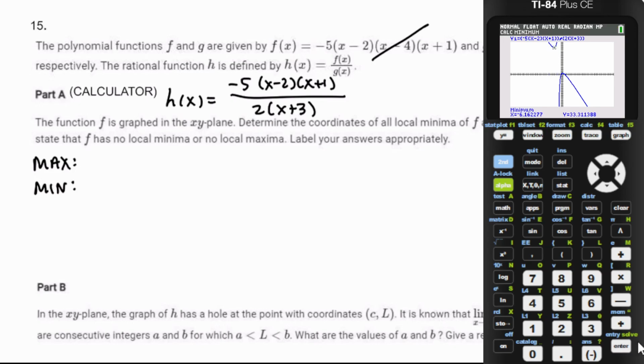And then it's going to find me the x-coordinate of the local minimum. Oh, and it wants the x and y coordinates. Okay, that's interesting. It's different from calculus. Negative 6.162. Always 3 decimals here. And 33.311. Okay, yeah, that's a minimum. And I labeled that as maximum, but I can take care of that. Just change my labels.